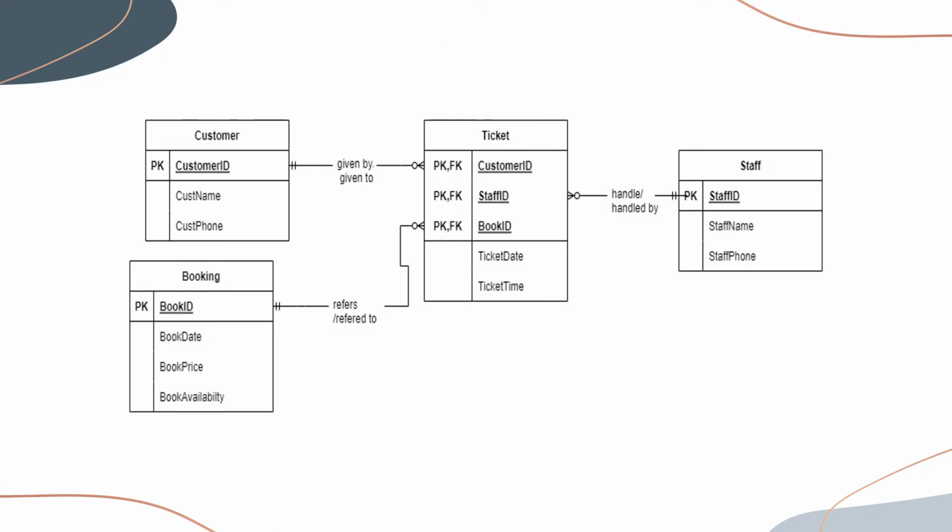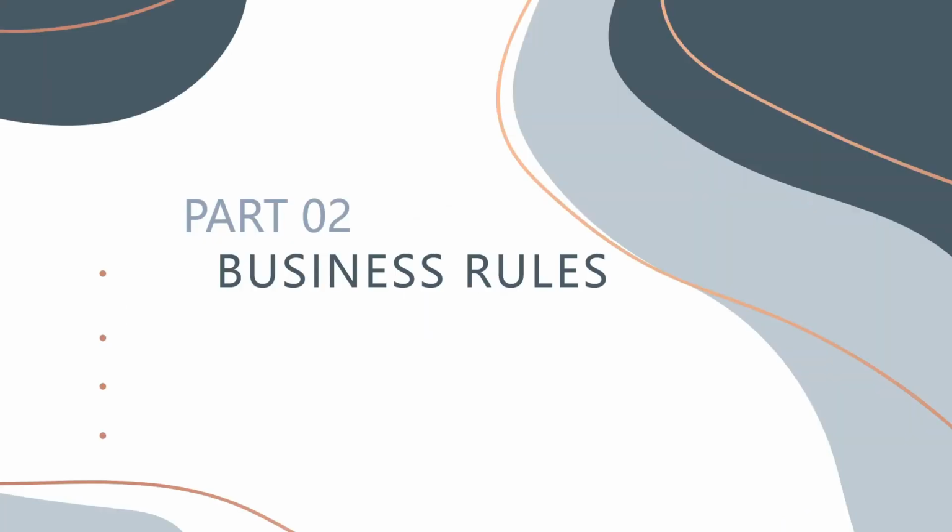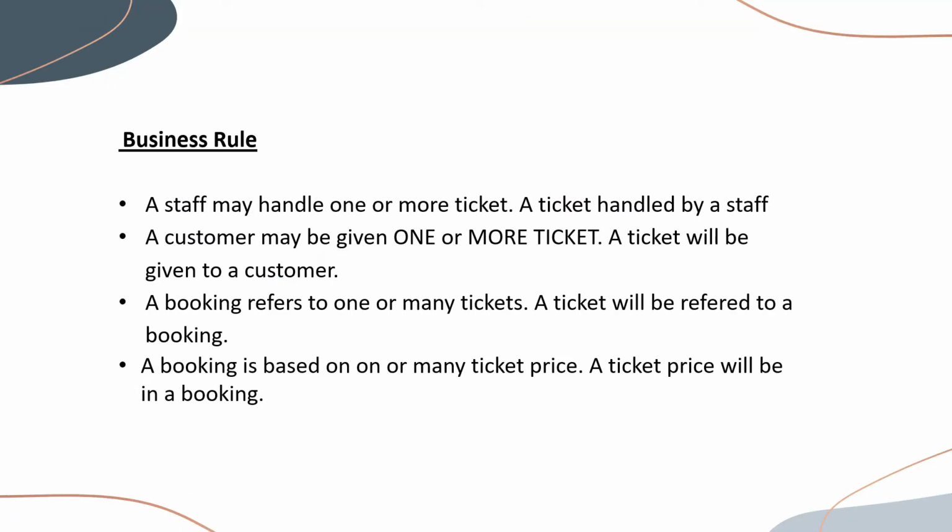Basically our ERD has 4 entities, which are customer, ticket, staff, and booking. Then we go to the business rules. Our first business rule is a staff may handle one or more tickets. A ticket is handled by a staff. Number 2, a customer may be given one or more tickets. A ticket will be given to a customer.